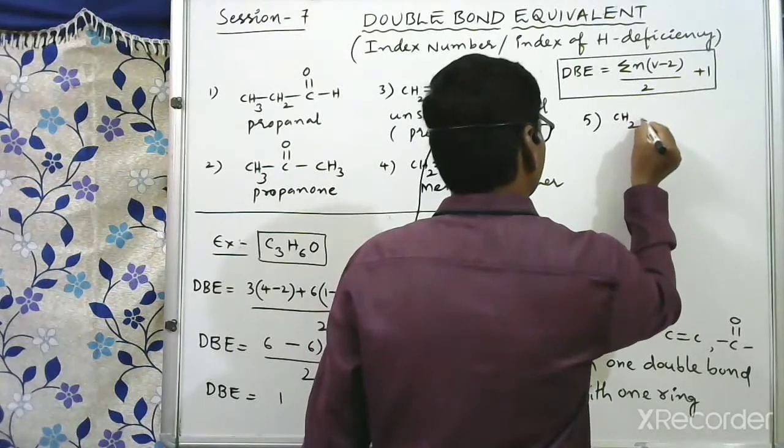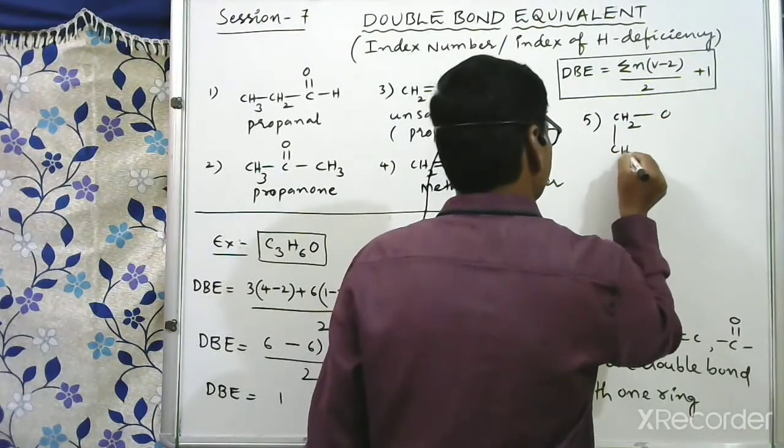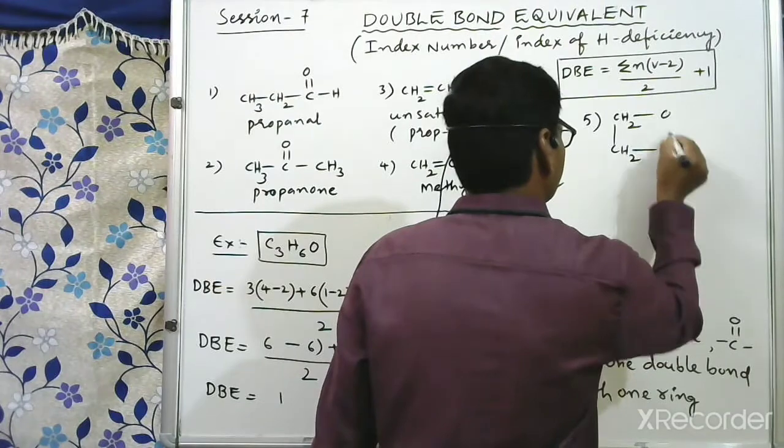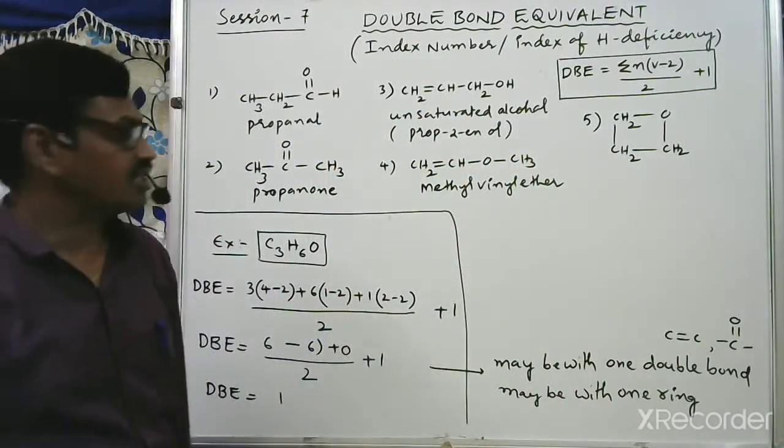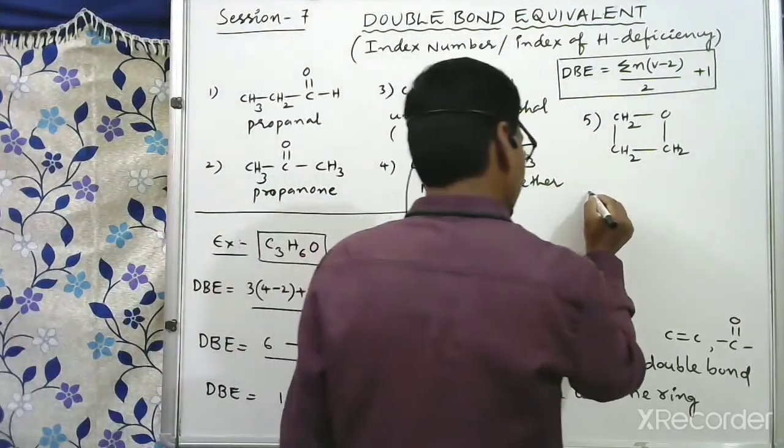CH2. Here oxygen. Here CH2. Here CH2. This is a cyclic ether. It is a cyclic ether. This is another compound. One more, sorry.